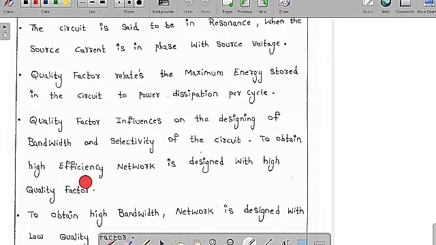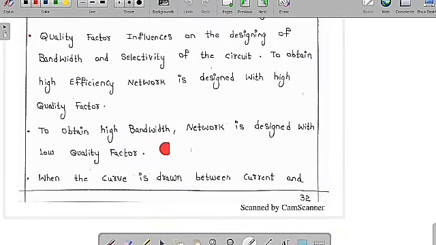To obtain high efficiency, the network is designed with a high quality factor. So if you want high efficiency, it is better to design the circuit with the highest quality factor. More is the quality factor, more is the efficiency. To obtain high bandwidth, the network is designed with a low quality factor. Both are inversely proportional to each other. The bandwidth and the quality factor are inversely proportional to each other.